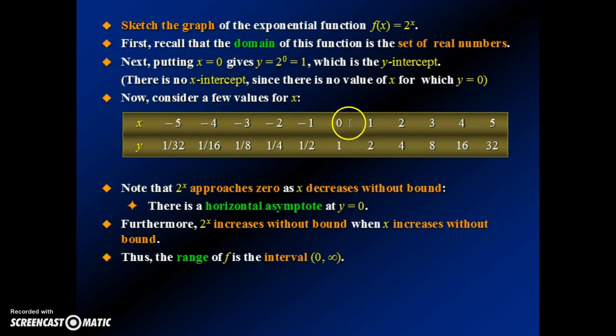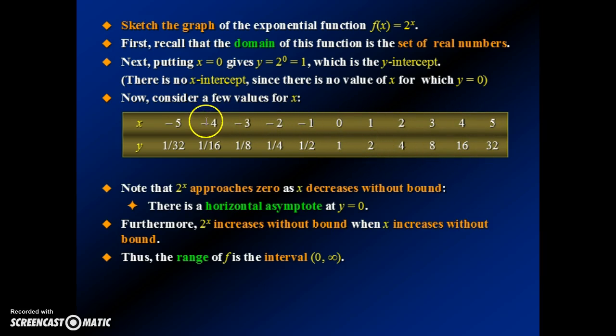So let's look at some inputs and outputs for this function. We've already talked about this one. If we put in 0, we're going to get 1. If x is 1, that's 2 to the 1, that's 2. If x is 2, that's 2 squared, that's 4. So we can see as x gets larger and larger, 2 to the x is going to get really, really large, really fast. And we know that about exponential functions.